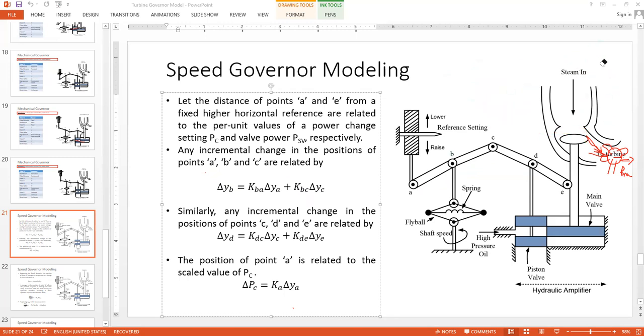Now, can anyone tell me how the change in A is affecting the change in B?